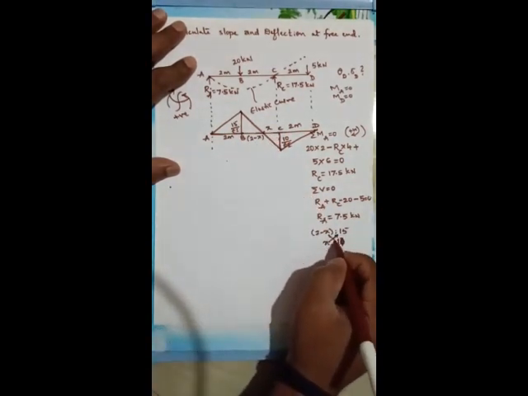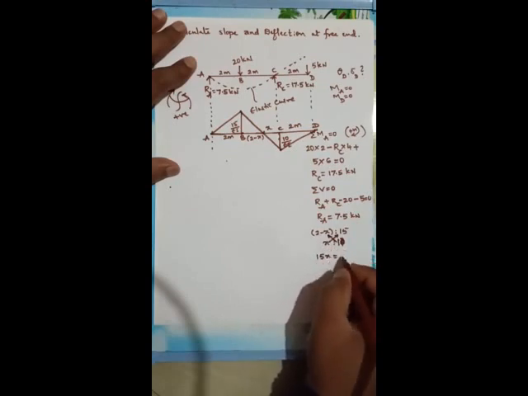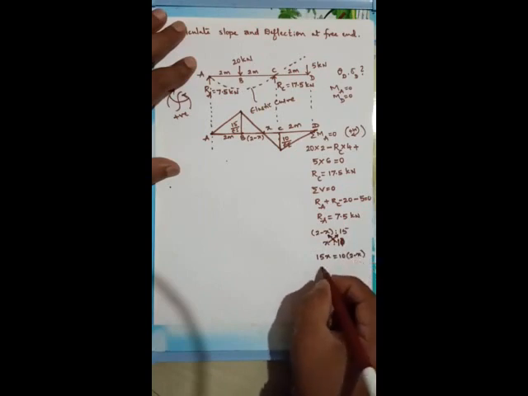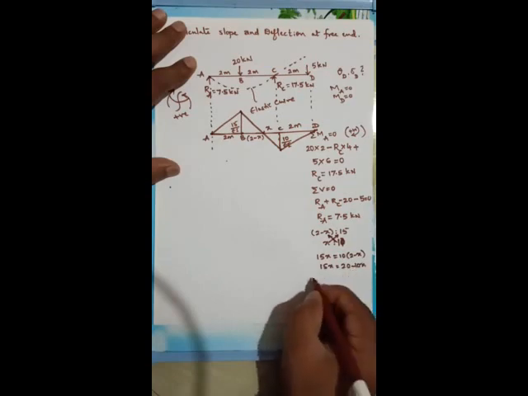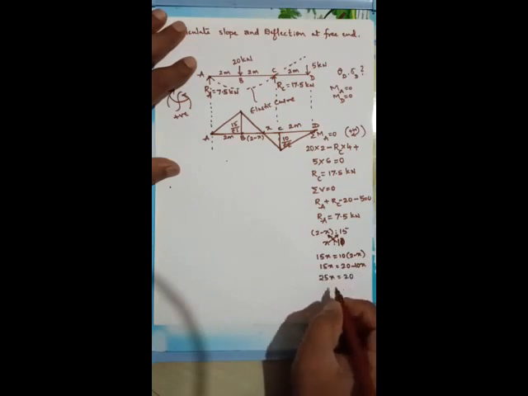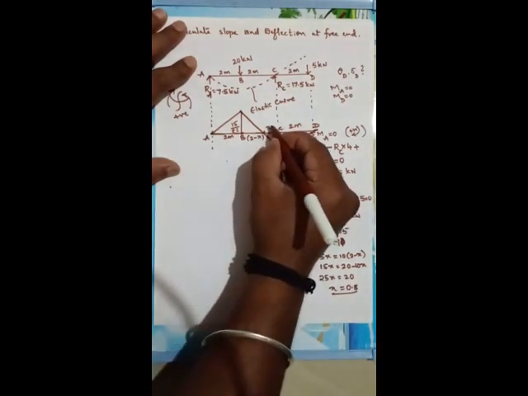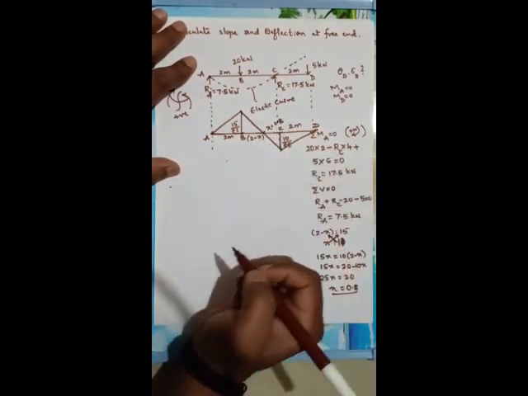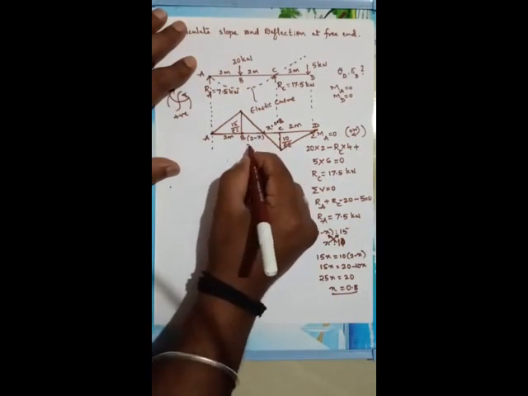If I cross multiply this, what will I get? 15 into X is equal to 10 into 2 minus X. So 15x equals 20 minus 10x. This side it will be plus, so 25x is equal to 20. So X is equal to 20 divided by 25, which is 0.8. So you are getting this as 0.8 meters.